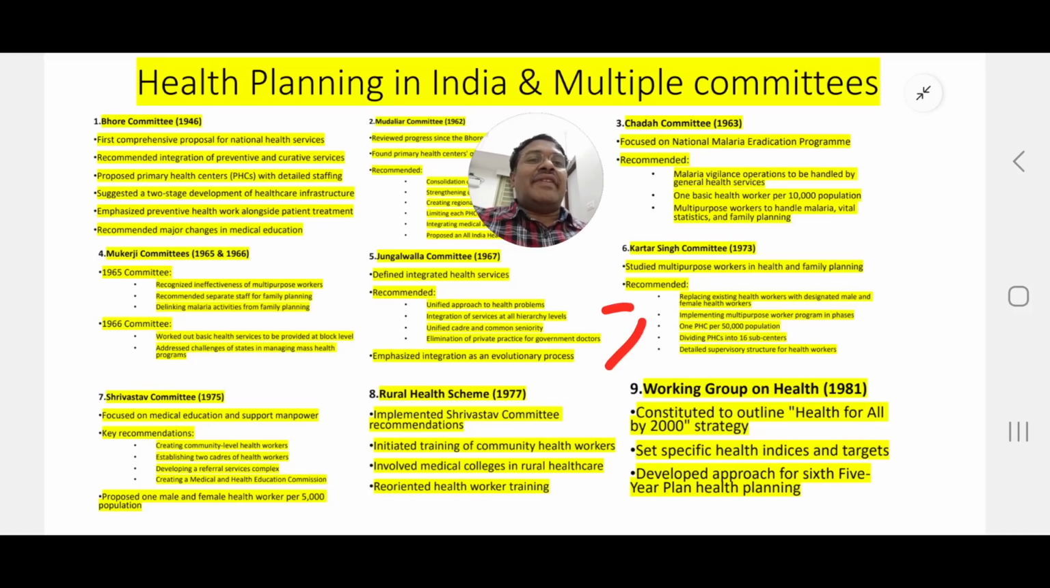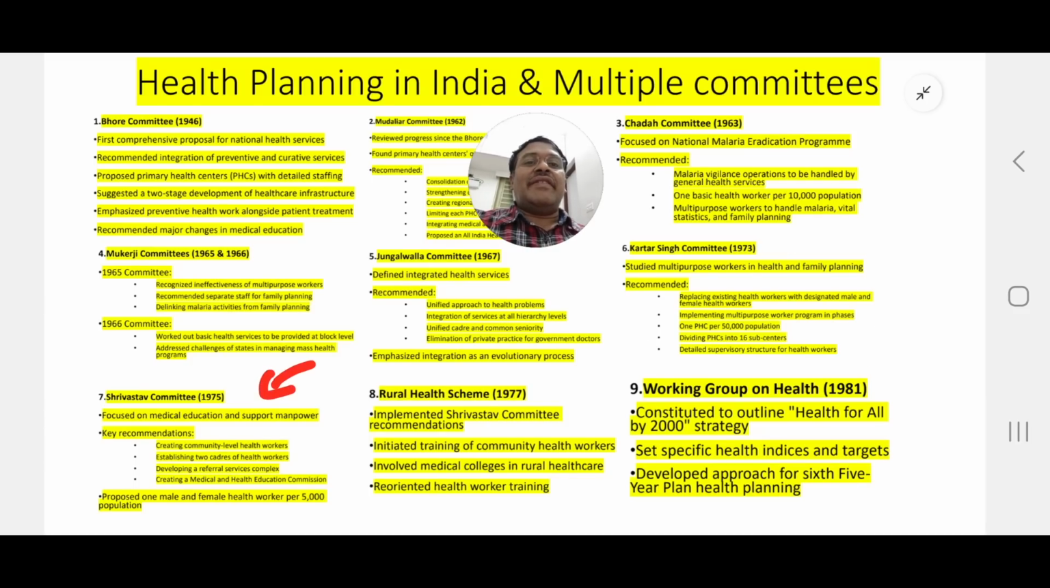Then in 1973, Kartar Singh Committee, it studied the multipurpose workers in health and family planning and it recommended replacing the existing health workers with designated male and female health workers, implementing multipurpose worker program in phases, one PHC per 50,000 population, dividing PHC into 16 sub-centers and detailed supervisory structure for health workers.